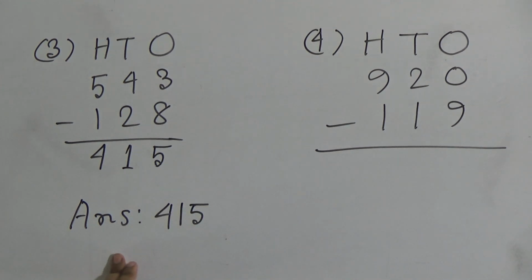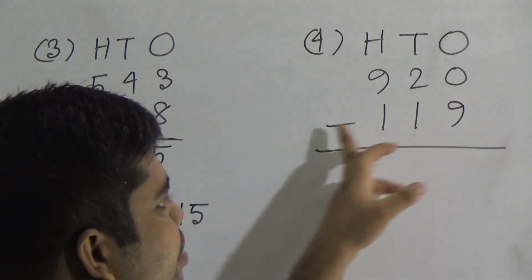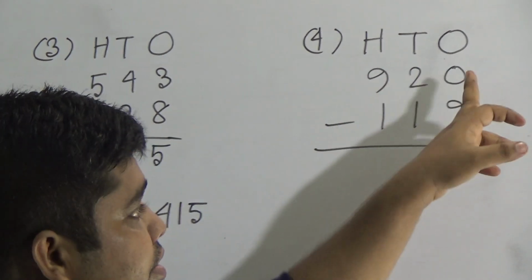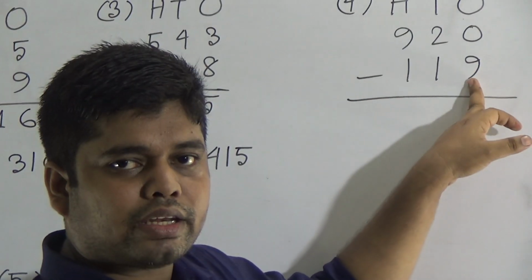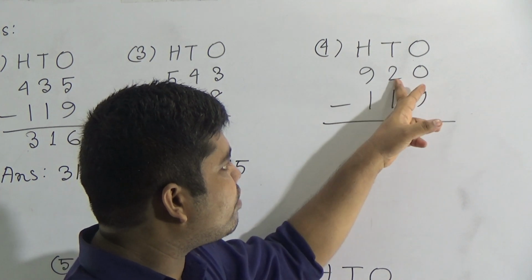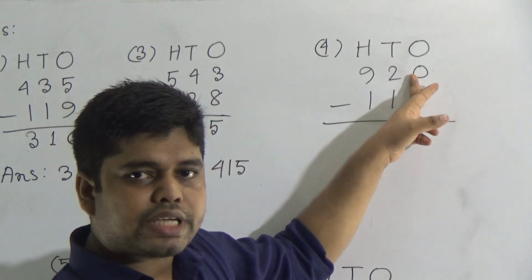So this one is done. Next we shall solve our fourth question. Here, 920 minus 119. My dear student, notice 0 is smaller than 9. For this reason we take 1 from this 2 and it will be 10.